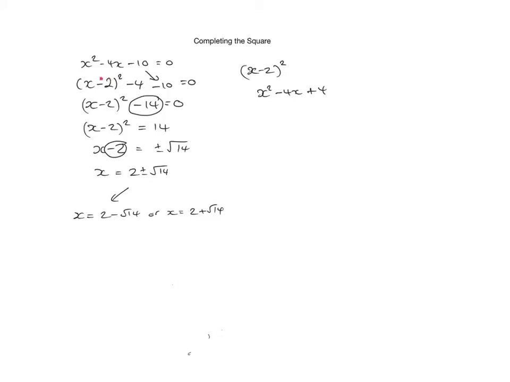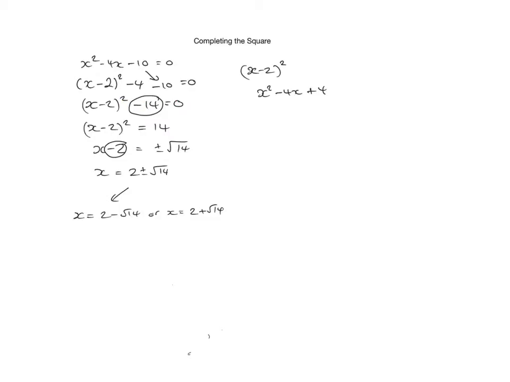So in this case it's minus 2 times minus 2, which is 4. So this bracket is giving us 4 too much. So we have to take that 4 off. We have the minus 10 that's come straight down, and then all we're doing is we're simplifying it. So x minus 2 squared minus that 14 is equal to 0.